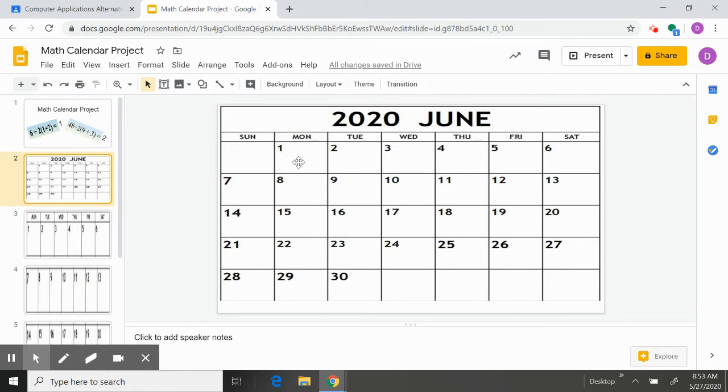So for example, the problem you create for here, the answer has to be 1, here the answer has to be 2, here the answer has to be 3, and so on and so on. Answer here 26, answer here 27, answer here 28, answer 29, answer 30.